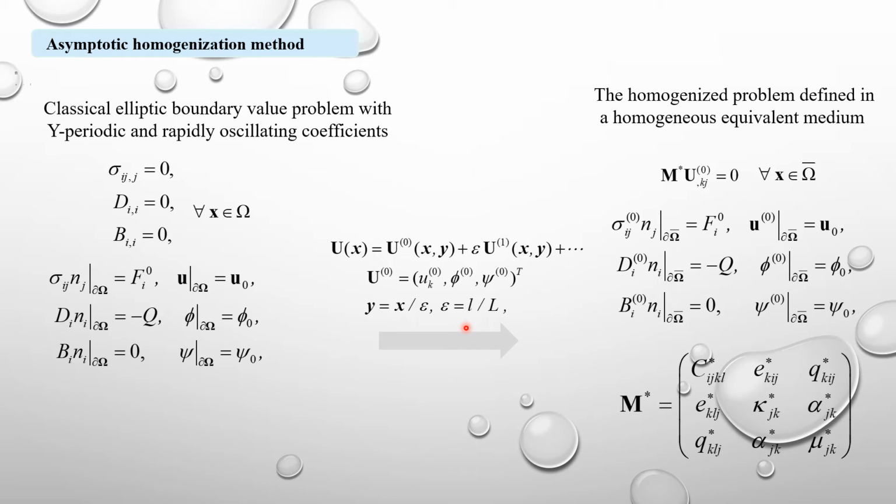the lowercase l is the distance between the centers of two neighboring fibers, and the capital letter L is the diameter of the composite. Then, an equivalent homogenized problem defined in a homogeneous equivalent medium is obtained, where the matrix of effective properties can be found. For that, the local problem solutions are required to find the effective property over the periodic cell.